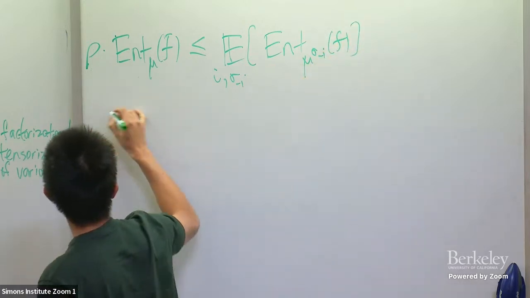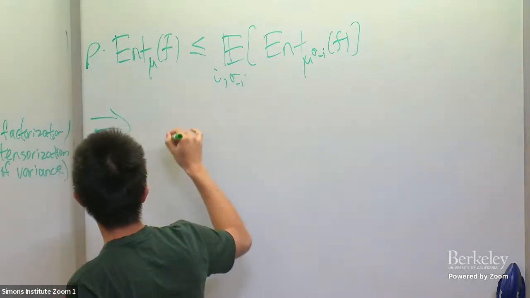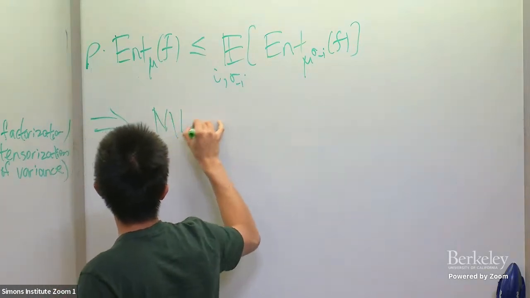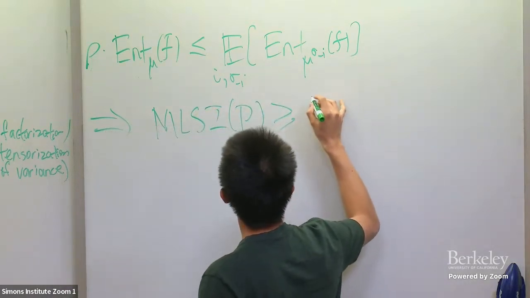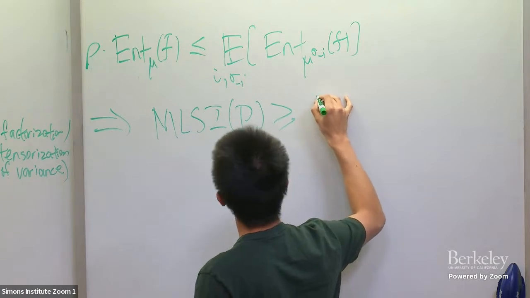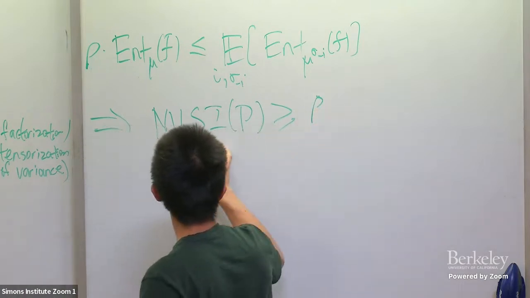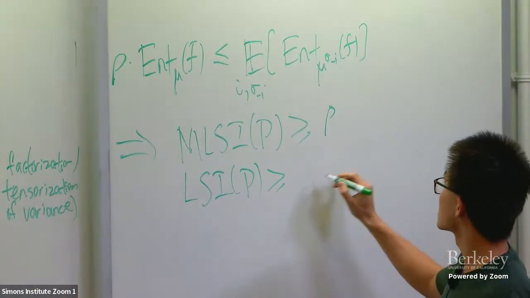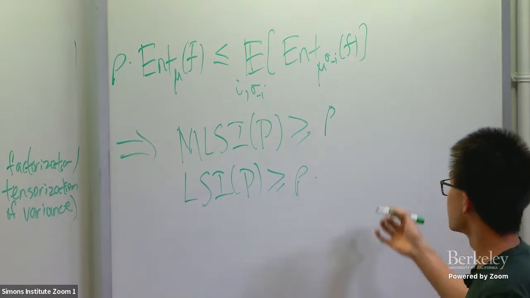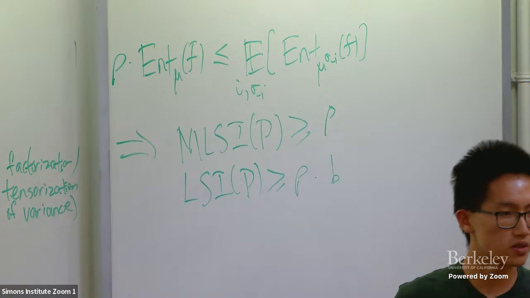And this in a completely black box manner. So first, this implies another nice exercise in convexity, implies a modified log-concave inequality with constant at most rho. It also implies a standard log-concave inequality with constant at least rho times essentially a constant depending on how bounded your marginals are.